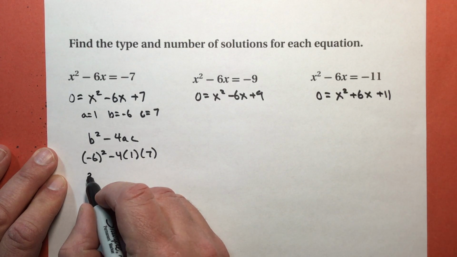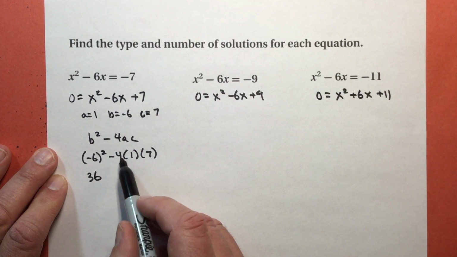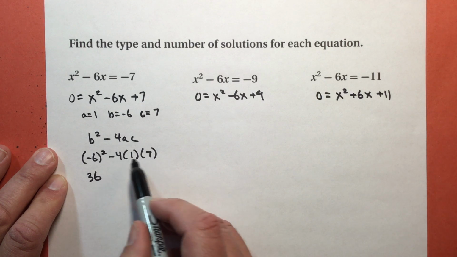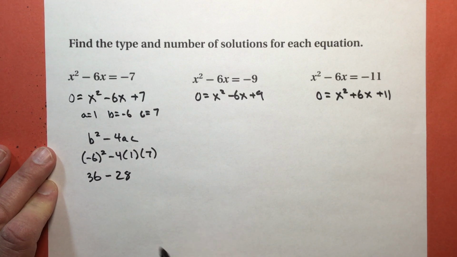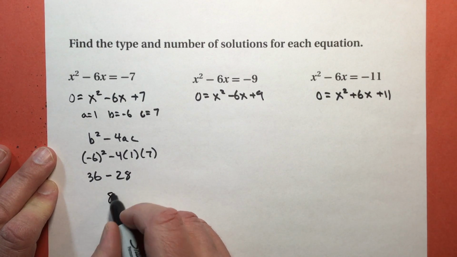-6 times -6 is +36. 4 times 1 times 7 is 28. 36 subtract 28 is going to be 8.